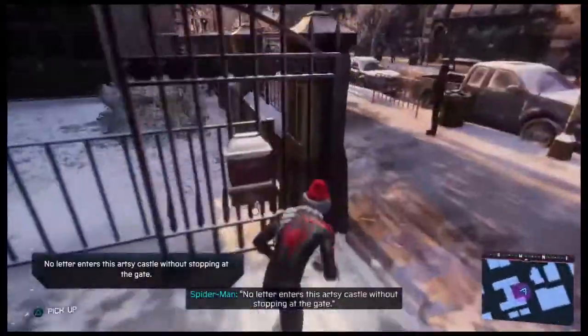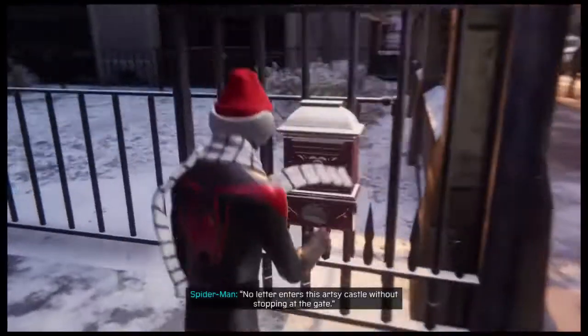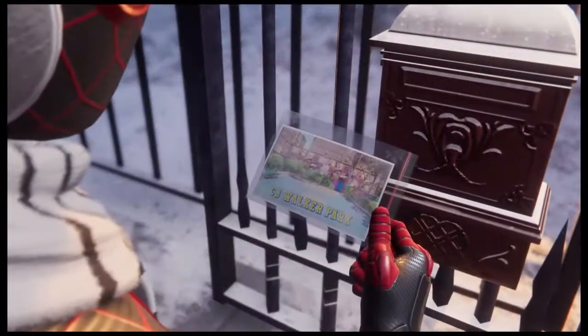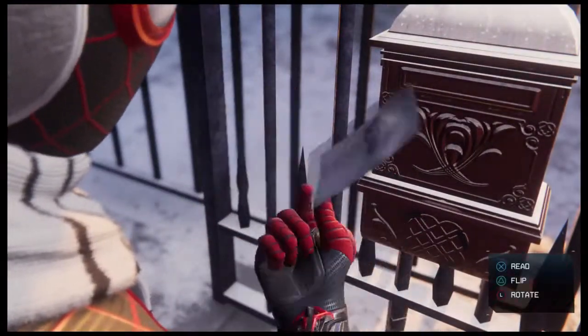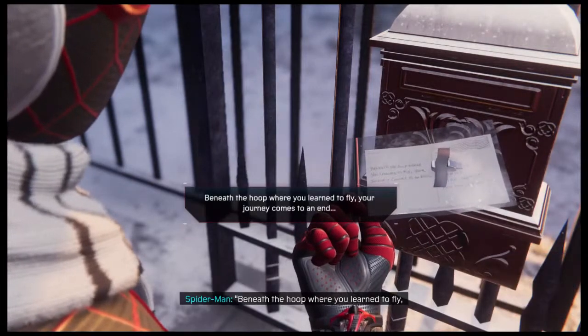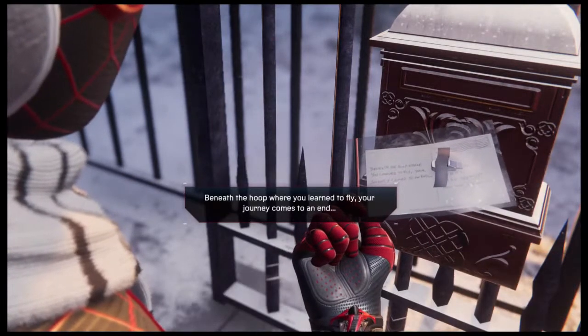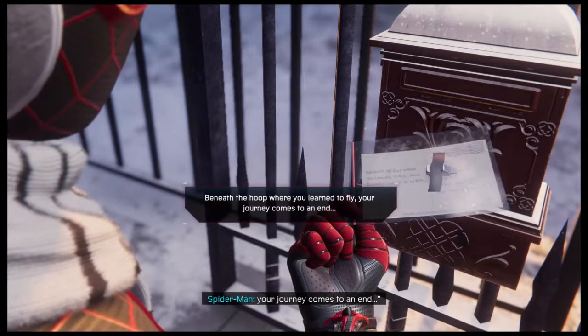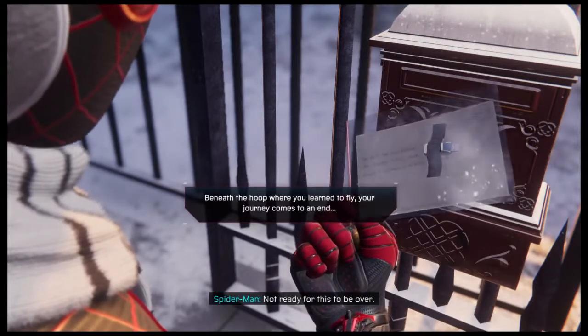Is there any debate? Enters this artsy castle without CJ Walker Park. I know this place up in Harlem. Hey, wait a minute, is somebody singing? Where you learn to fly. I love that. Your journey comes to an end. Who said that? Me, Ross.